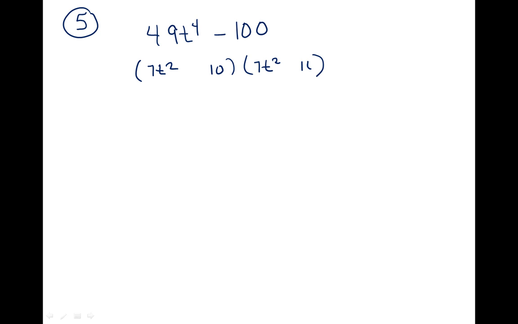Let's try this one. 49t to the 4th minus 100. It's a difference of squares. Draw your two sets of parentheses. Ask yourself, what do you multiply by itself to get 49t to the 4th? Well, 7 times 7 is 49, and t squared times t squared is t to the 4th. So I'm going to say 7t squared, 7t squared, and I know that 10 times 10 is 100, one positive, one negative.